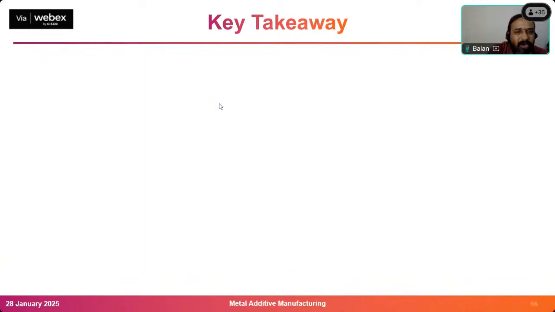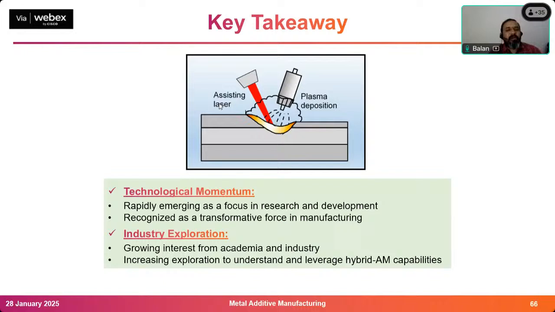The third important takeaway is hybridizing the process. If I hybridize the process, I can improve it. In this picture I'm showing laser as well as plasma. You can take any two processes. You can take LPBF over WAAM, or WAAM over DED, or WAAM over any other metallic process.